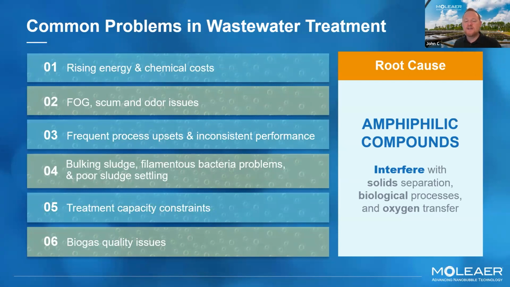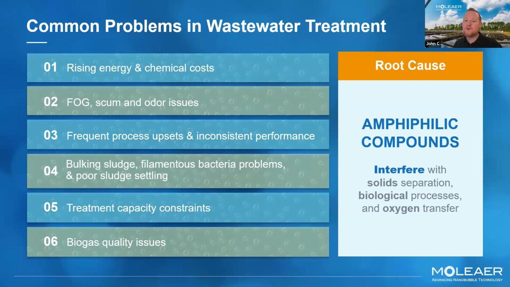Frequent process upsets and inconsistent performance. This is something that's starting to plague us across the industry. And oftentimes we don't know why, but it's definitely periodic, and it causes issues with nitrification and with methane production. Bulking sludge, filaments, bacterial problems, and poor settling sludge are another issue that is common to our wastewater treatment plants. And oftentimes we're holding a lot more sludge under aeration to hopefully meet the previous problem with inconsistent performance.